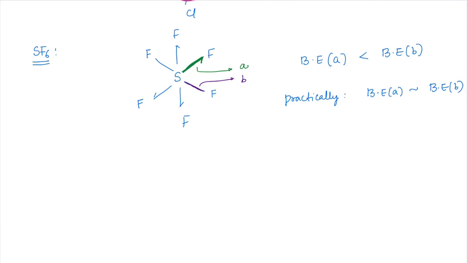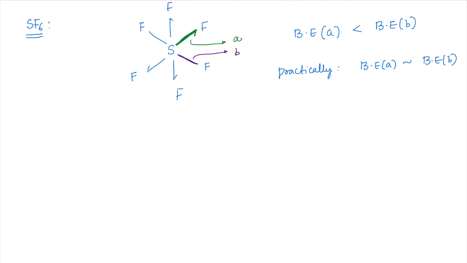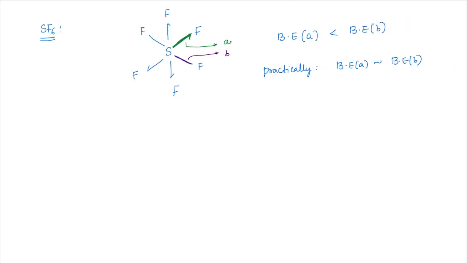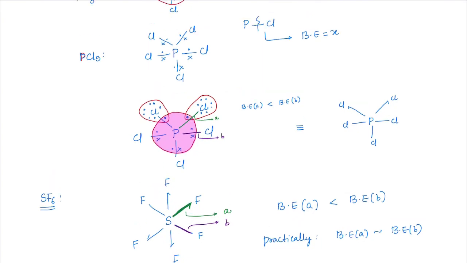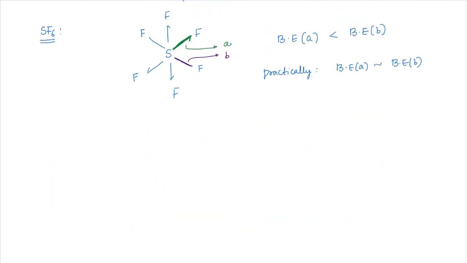That's why I told you that Sidgwick's rule, although it looks very satisfying for completion of the octet, was not valid in all the cases. It was seen only in the case of PCl5. In the case of SF6, it is not shown. In objective type questions, it may ask that according to Sidgwick's rule, find the number of singlet bonds. So in PCl5, how many singlet bonds are there? 2 of them. In SF6, 4 of them.